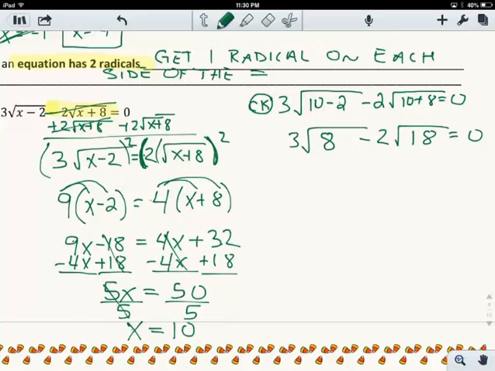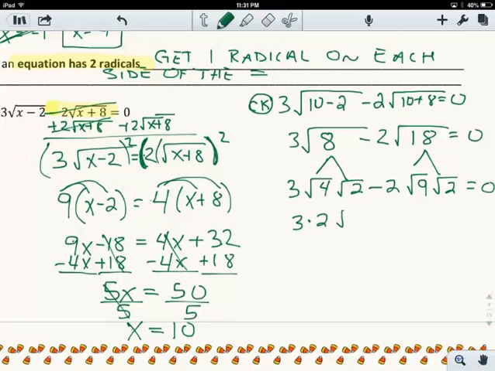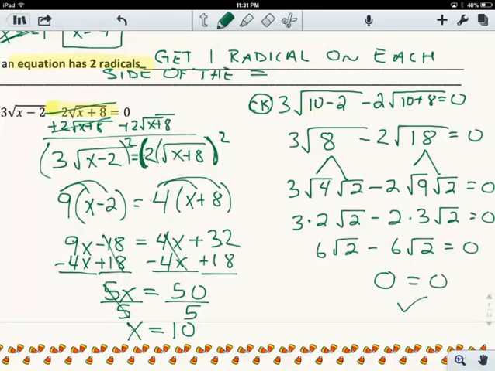So we need to do a little simplifying here. We know we can break that 8 down into square root of 4, square root of 2, with a 3 out in front, minus 2. 18 can be broken down into square root of 9, square root of 2. So we're going to have 3 times 2 square root of 2, minus 2 times 3 square root of 2, or 6 square root of 2 minus 6 square root of 2, which, if you have two things that are the same and you're subtracting them, does in fact give you 0 equal to 0. So our final answer was correct.